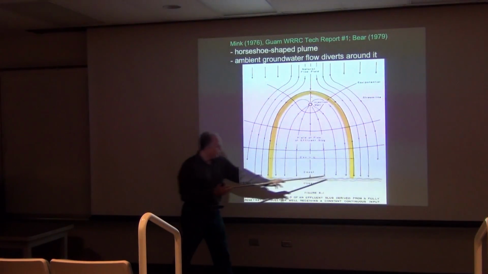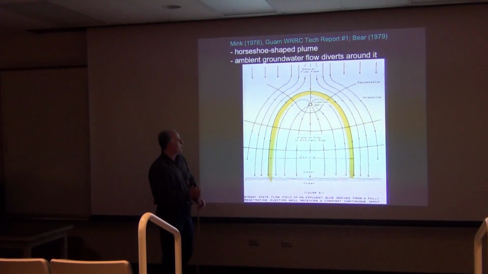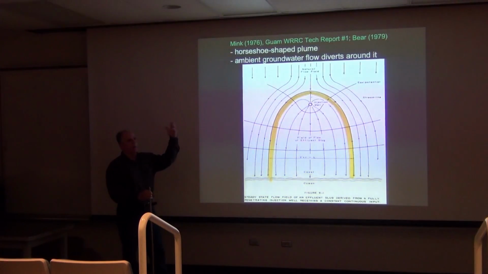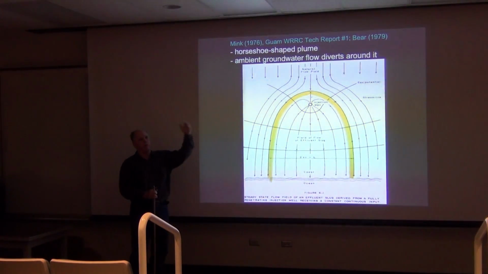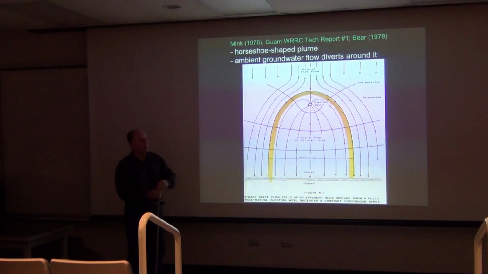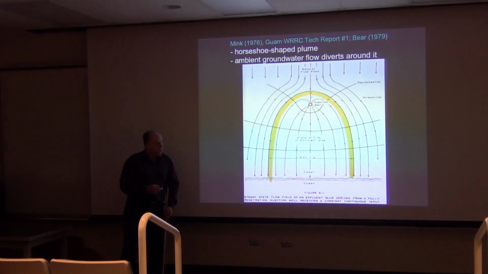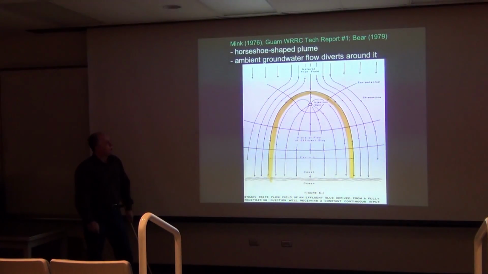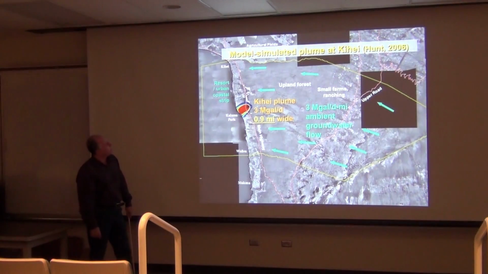Now the width of the plume here at the coast will largely depend on the volumetric rate of the injection versus the volumetric rate of the ambient regional flow. If your injected volume is small, you'll get a narrow plume. If it's a large volume, you'll get a broad plume. So a lot of these basic concepts were known as early as the 60s and 70s.